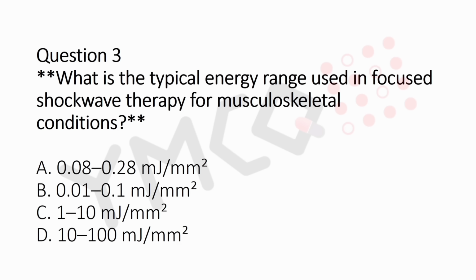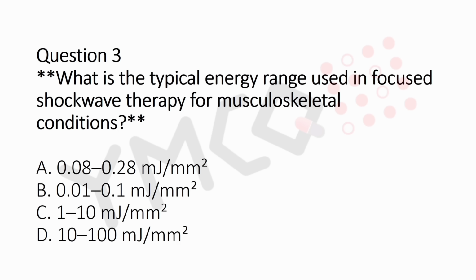What is the typical energy range used in focused shockwave therapy for musculoskeletal conditions? Option A, 0.08 to 0.28 millijoules per millimeter square. Option B, 0.01 to 0.1 millijoules per millimeter square. Option C, 1 to 10 millijoules per millimeter square.